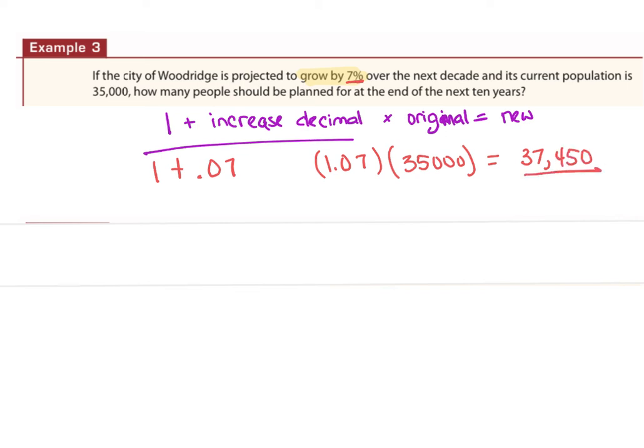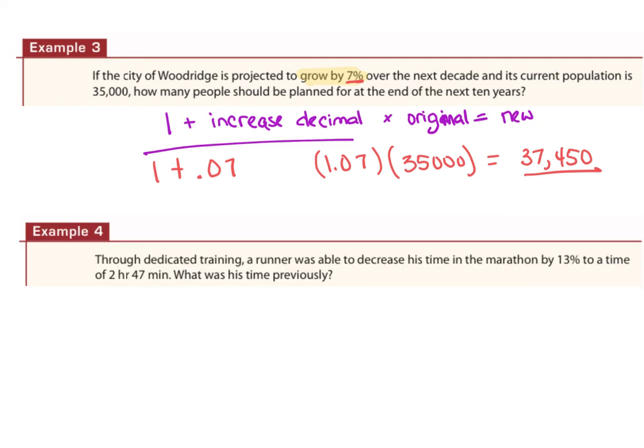Now, if you get a decimal here, you need to round. I didn't tell you that in the instructions, but why do you think you would assume you would round to a whole number here? So let's look at example 4 here. Through dedicated training, a runner was able to decrease his time in a marathon by 13% to a time of 2 hours and 47 minutes. What was his time previously?